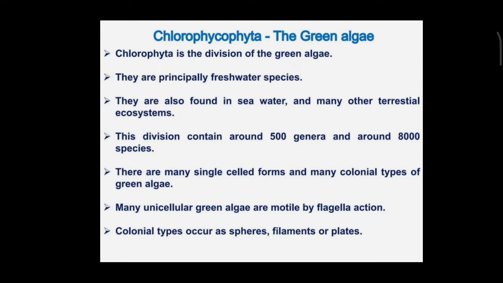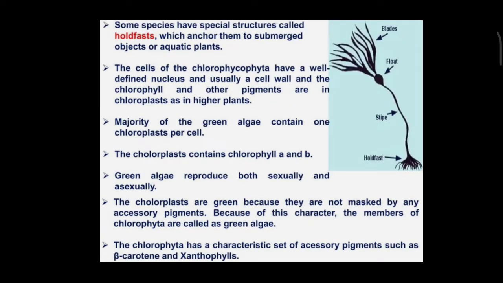There are many single-celled forms and many colonial types of green algae. Many unicellular green algae are motile by flagella action. Colonial types occur as spheres or filaments or plates. And this is the basic structure of a green algae. You can see the blades and the float and the stipe and the holdfast in it.